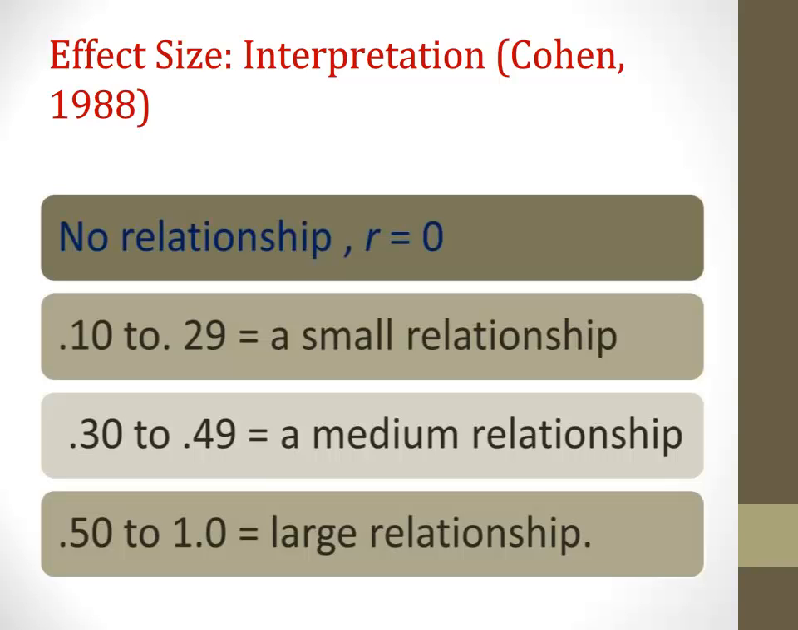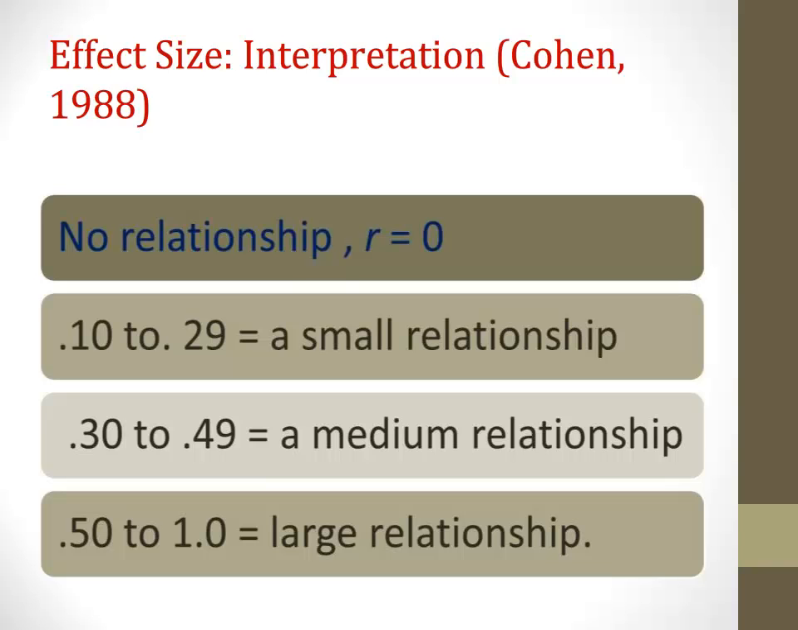Here again, whether you have positive or negative 0.1, ranging all the way to positive or negative 0.29, you have a small relationship. If you have an r ranging from positive 0.30 to 0.49, you have a moderate relationship. Or if you have an r ranging from negative 0.3 to negative 0.49, you have a moderate relationship. And then for a large relationship, the range is 0.5 to 1, whether it be positive or negative.